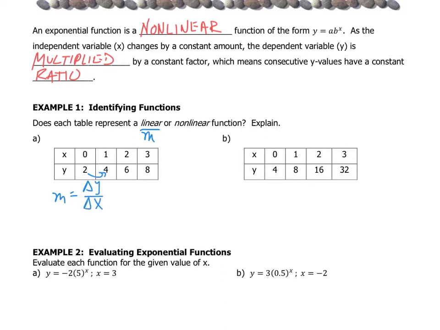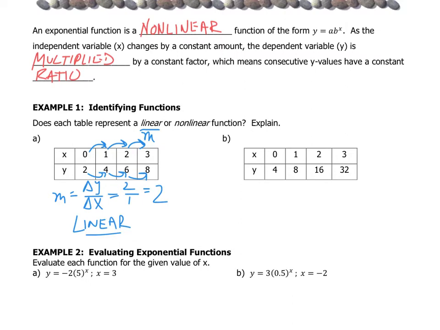Well, my y values are all changing plus 2. My x values are all changing at the same time, plus 1s. So this is definitely linear. It has a constant rate of change, or it has a slope. Now I look at the second one here.